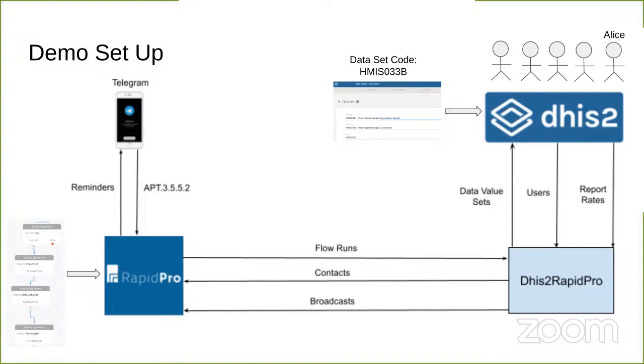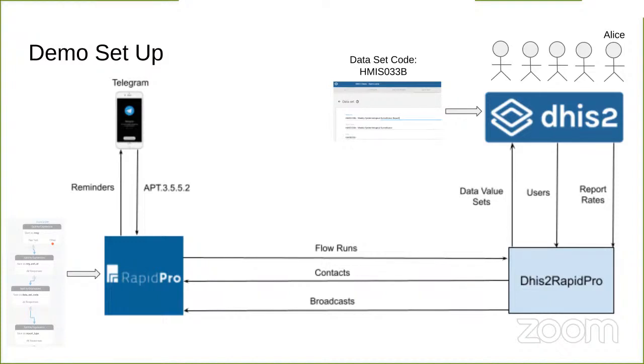Before I give a demonstration, let me explain how this demo is set up. We have two servers running. One is RapidPro, and the other is DHIS2. On the DHIS2 server, we have a number of users and also a data set configured. This data set has the code HMIS-033B. For this demo, we're interested in one of its sections, which is the OPD weekly attendance, the outpatient department weekly attendance.